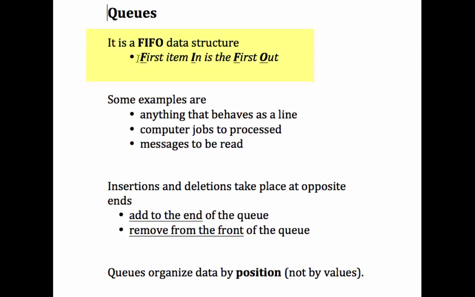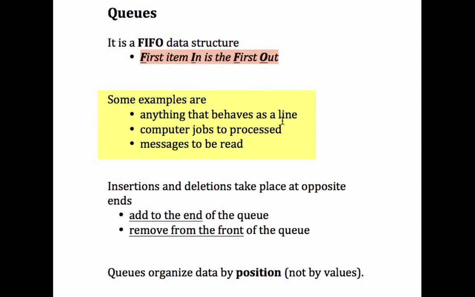So a queue is what we know as a FIFO data structure. FIFO means first item in is the first out. FI, first in, is the first out. FO, FIFO. And that means essentially that the first item that we add to our collection is the first item that is going to be removed or deleted from the collection.